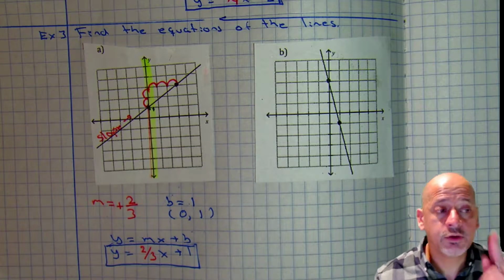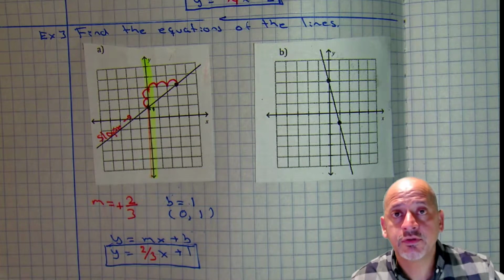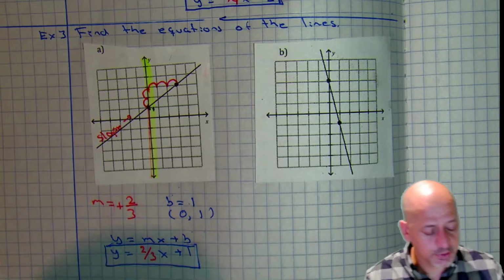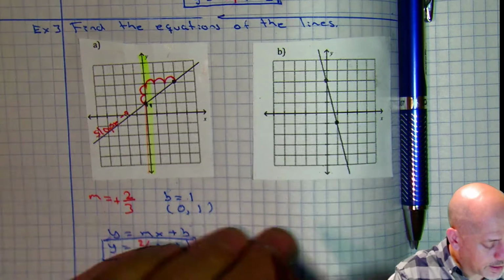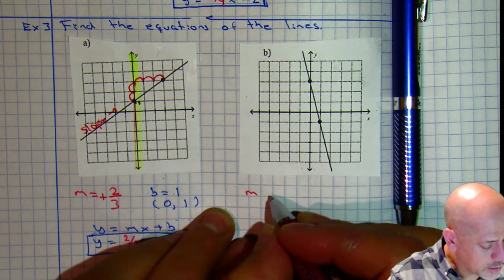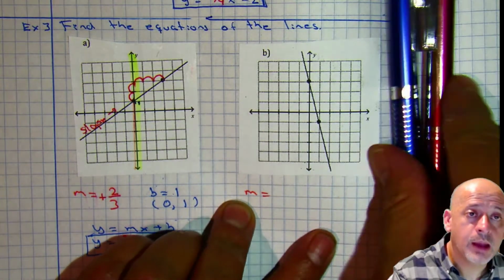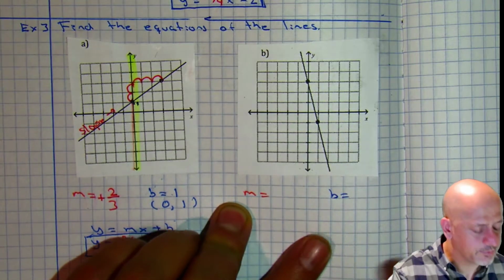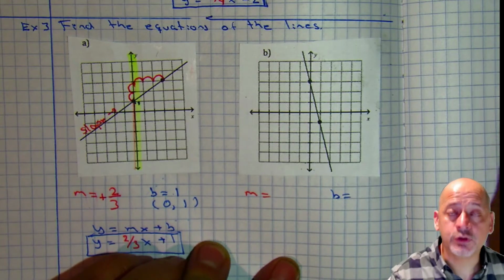First, I need to find two things. What are those two things I need to find? My slope and my y-intercept. So therefore, my m and my b. My b will be the y value for the y-intercept. So let me find my slope first.